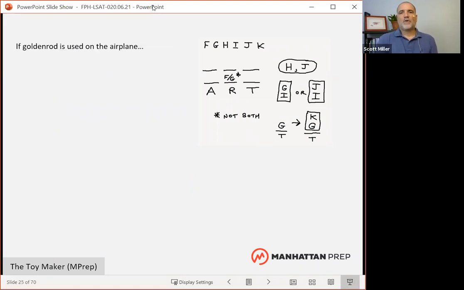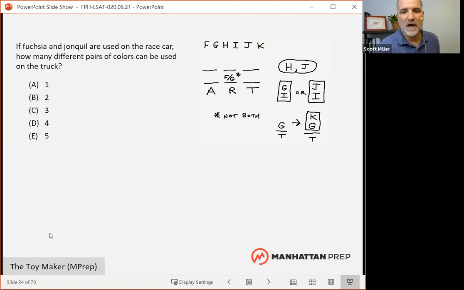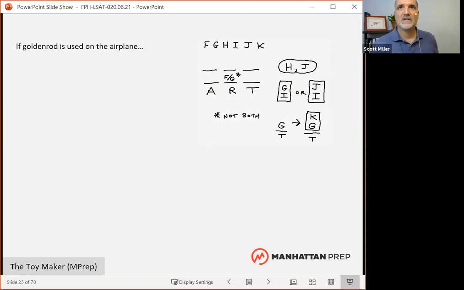So here's another one. If goldenrod is used on the airplane. I'm not going to look at the answer choices yet, but I'm going to give you a chance to do what we just did. So this new condition they're giving us is that goldenrod, that G, is used on the airplane. So if G is on the airplane, then what else do we know? What other inferences can we make?